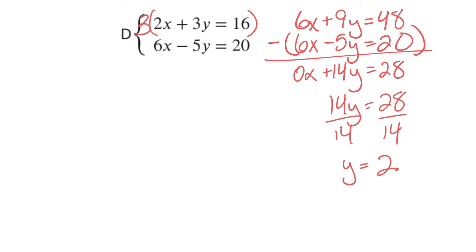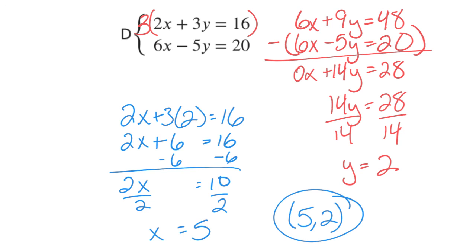And now I could substitute that in for either equation. I'll do the first one, and then I could solve for x just like usual. And when I do that, I get x to be 5. So this would be my ordered pair for my solutions.